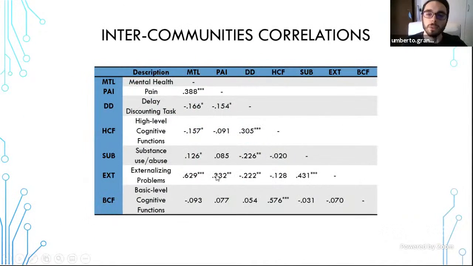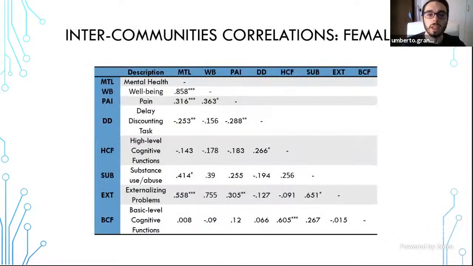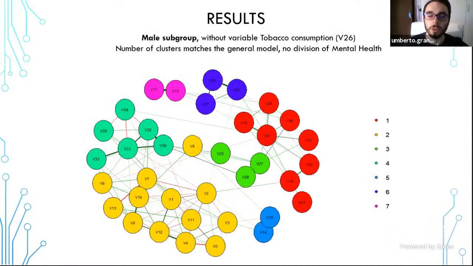So the fact that impressed us was that in male, this new complex model was not confirmed. That is, in male we found the same dimensions of the overall group, with the difference that variable 38, that is openness to experience, was very stable across male and inserted within the cognitive domain. While tobacco consumption, we removed this variable because it was very unstable. And then the clusters were very similar to the overall group.